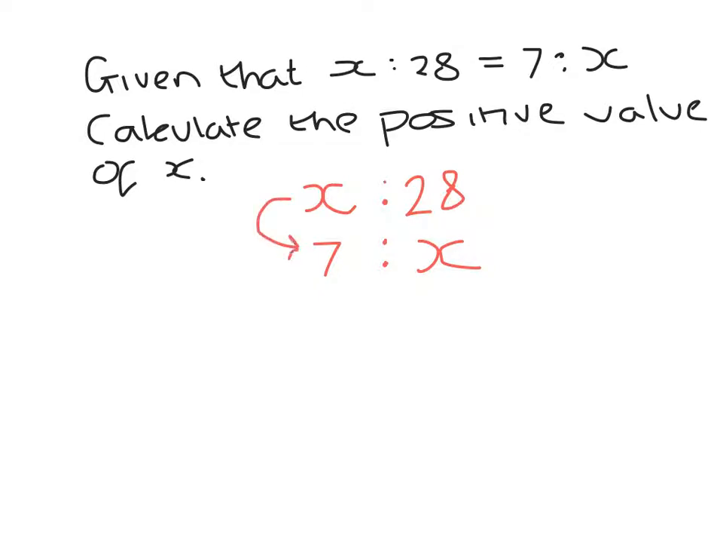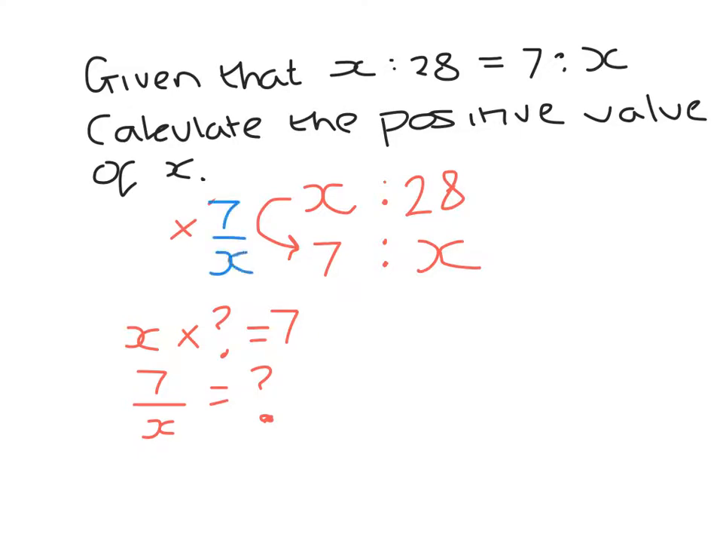So I need to think, how do I get from x to 7? So what am I timesing by? So x times what will give me 7? Well, if I do it backwards, 7 divided by x will give me that question mark. So that means that I'm timesing on the one side by 7 over x. And that means I need to times the other side by 7 over x.